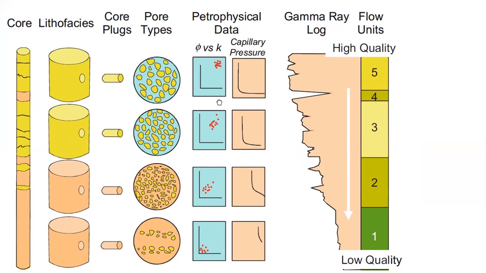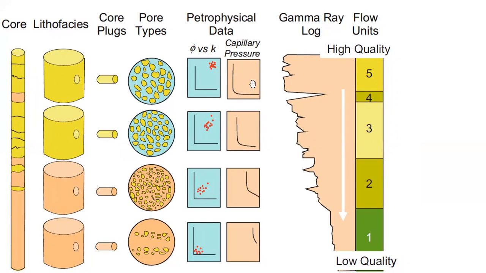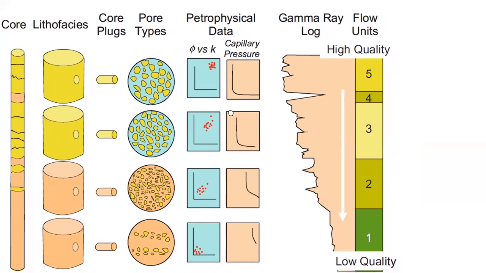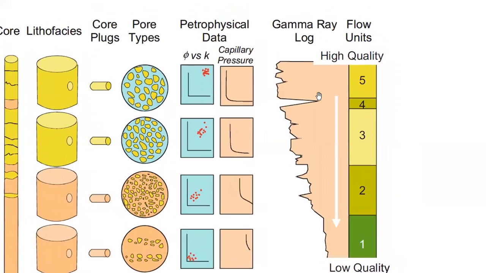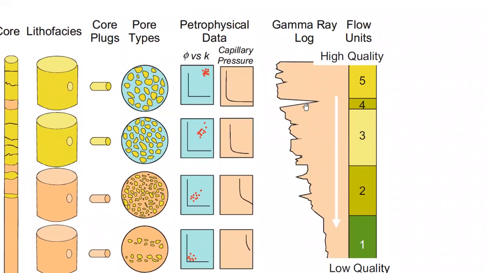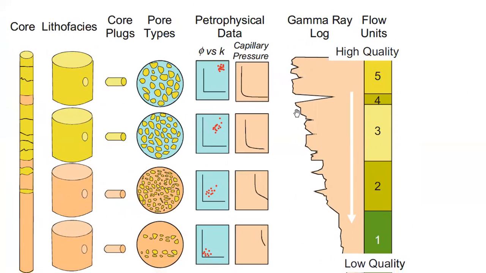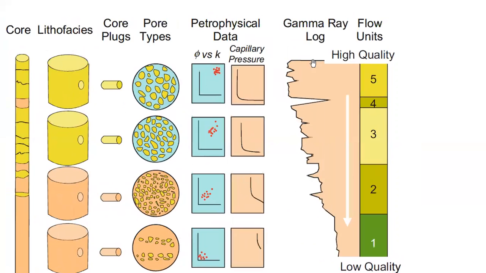We can also create the capillary pressure plot. We will learn about capillary pressure in the next few weeks. And then we also check the gamma ray, and the gamma ray trend is like this. So clearly they are different. From the gamma ray log, we can clearly see that they are different.